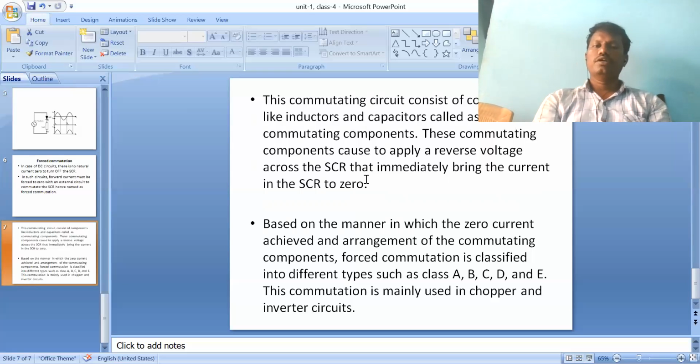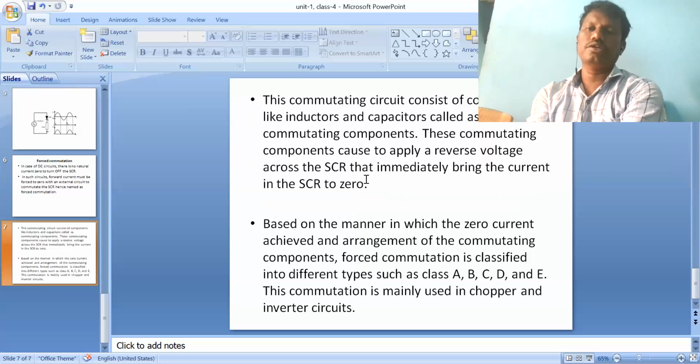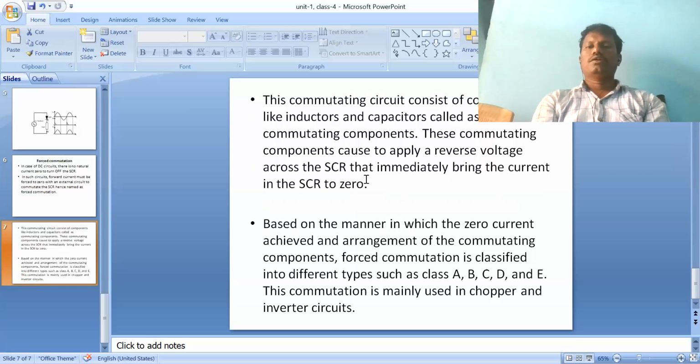Today in class we discussed, recall, turning off an SCR. Turn off means the flow of current from one path to another path, where the anode current becomes zero, or is less than the holding current. It is called turn off. How is it turned off? There are two methods: natural commutation and forced commutation. Natural commutation means the input supply is AC; forced commutation means the input supply is DC. For AC there are no external circuits; for DC they require external circuits.